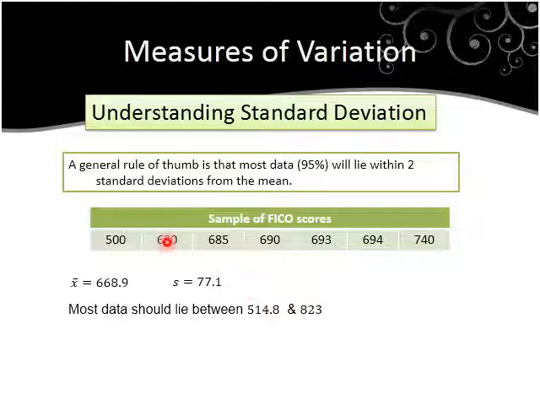Indeed, it's true: we have 680, 685, 690, 693, 694, and 740 that lie between these 2 numbers. We only have one that would be an unusual value, that is, in this case, unusually low.